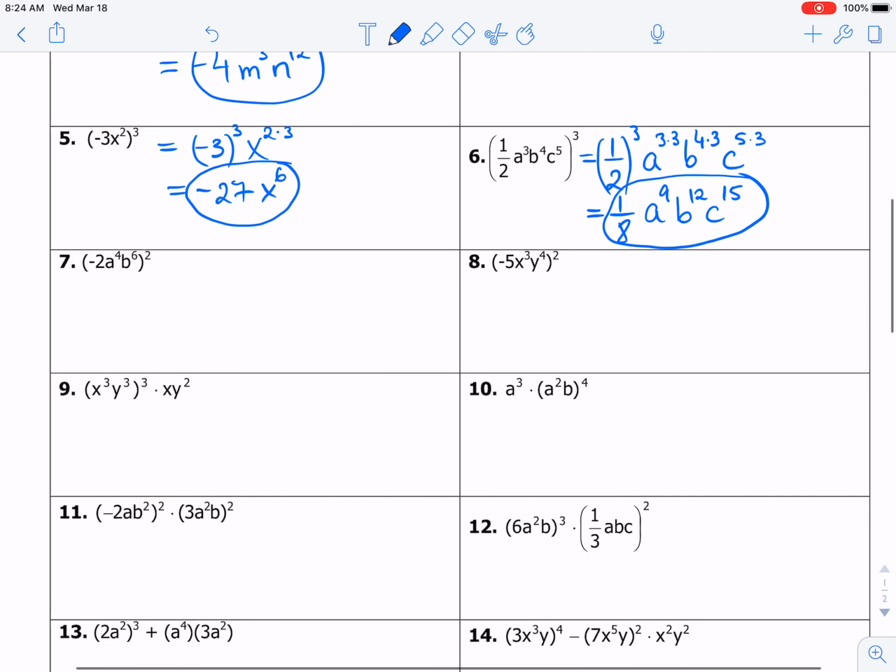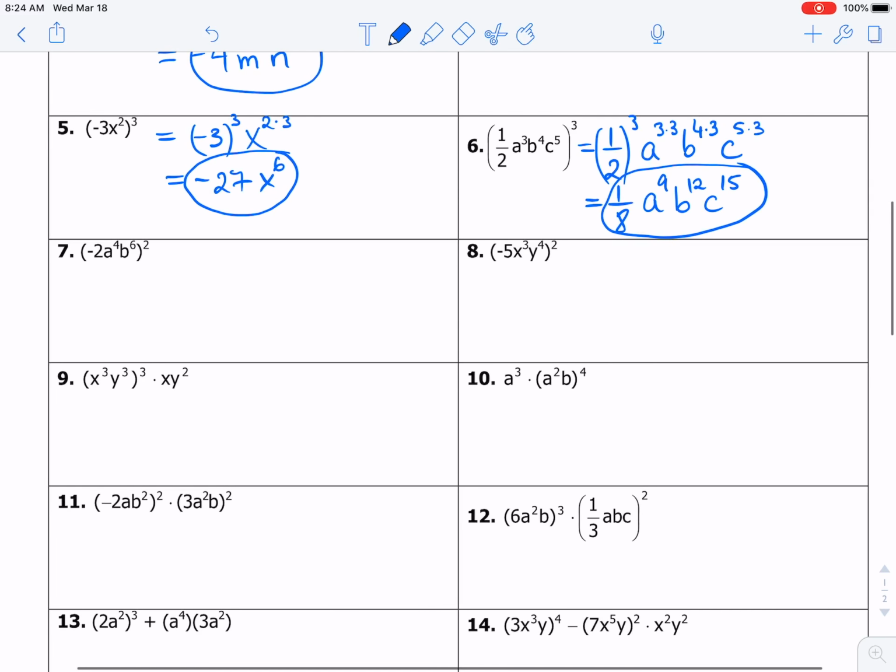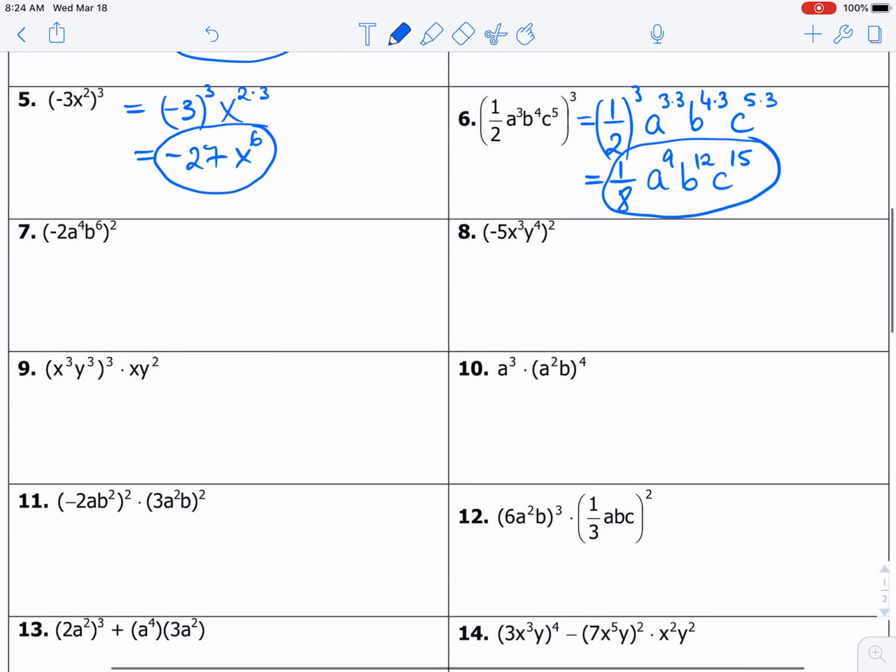Okay, so let's move on with number 7. Number 7 is equal to negative 2 to the second power, a to the 4 times 2, and b to the 6 times 2.